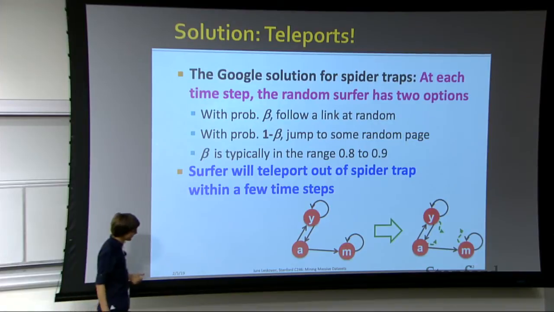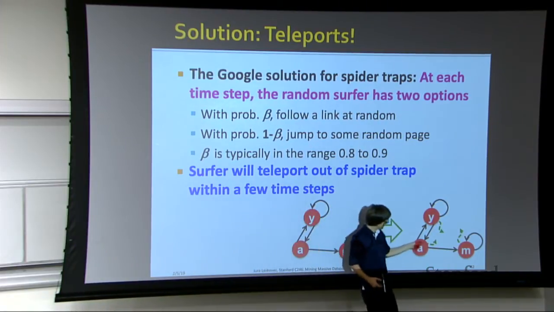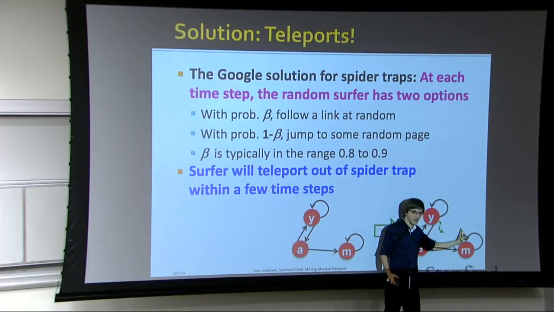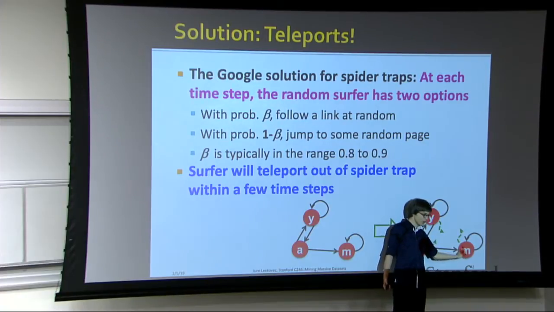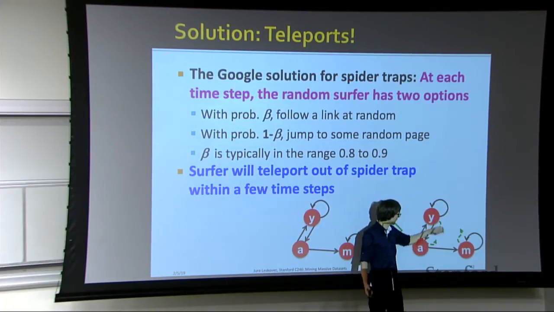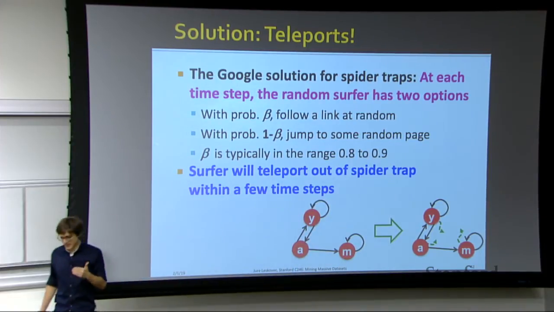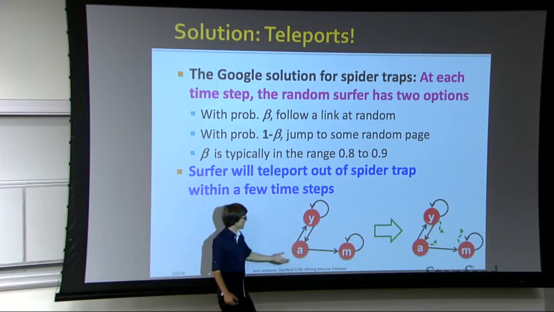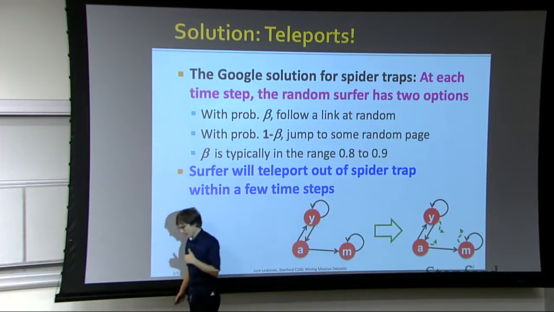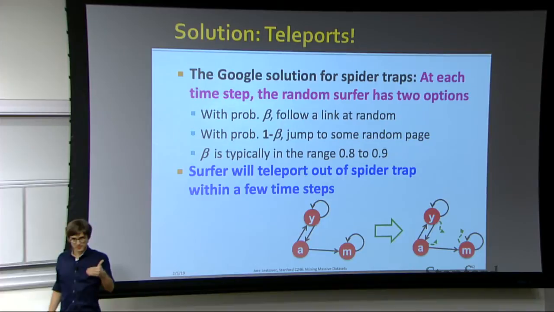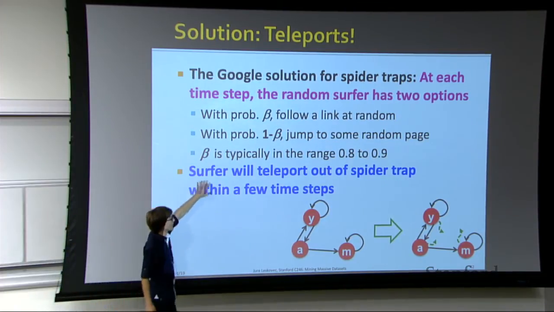So the way you can now think is that every node has a little outlink out of it that says, if you are here, you can always teleport out yourself from that node. This is what the change does right now, and this fixes our spider trap problem by changing the process and allowing for this teleportation.